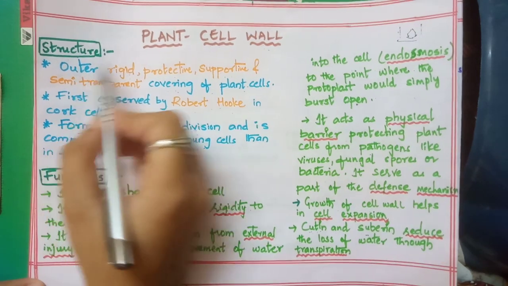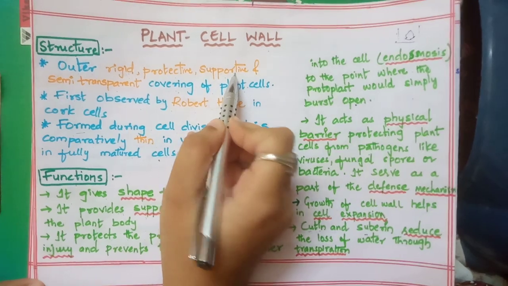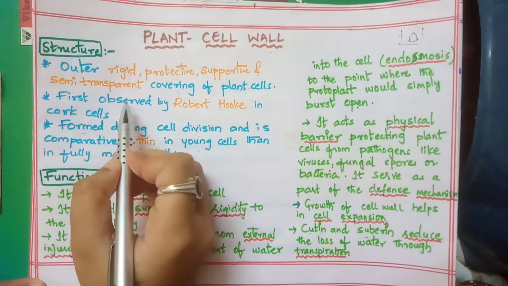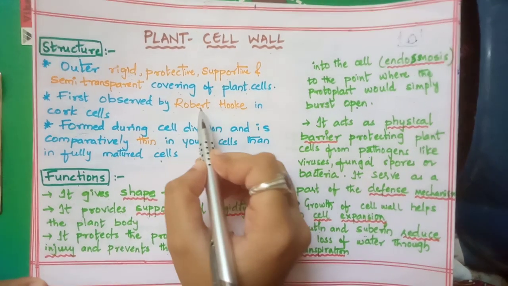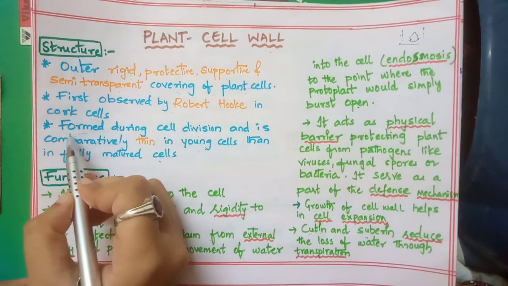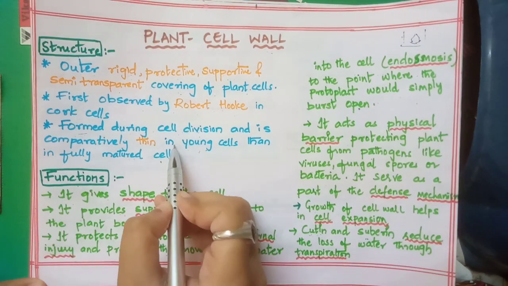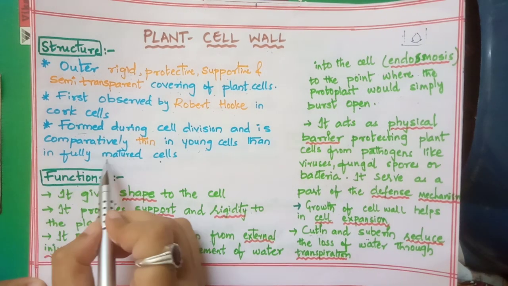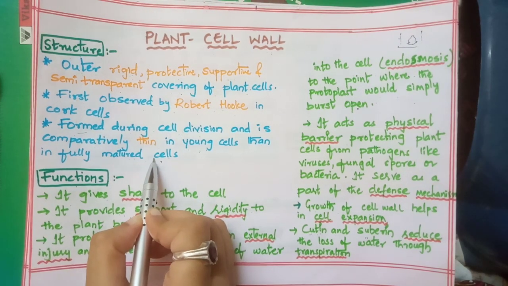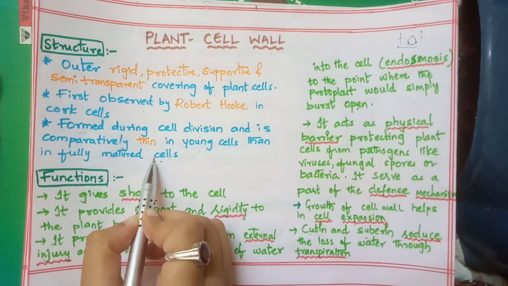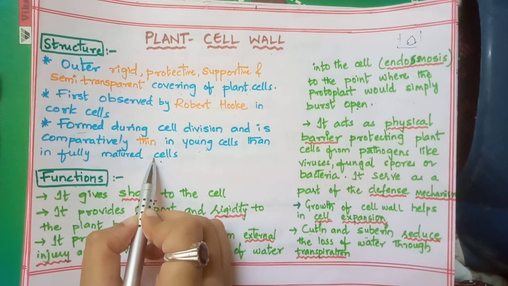This is the outer, rigid, protective, supportive, semi-transparent covering of the plant cells. This was first observed by the scientist Robert Hooke in the cork cells. It is formed during cell division and it is comparatively thin in young cells than in fully matured cells. It means that when this particular cell wall is formed, it is very thin, but as the cell matures, there is the deposition of several other chemical compounds on this wall. As a result, it will get thick.